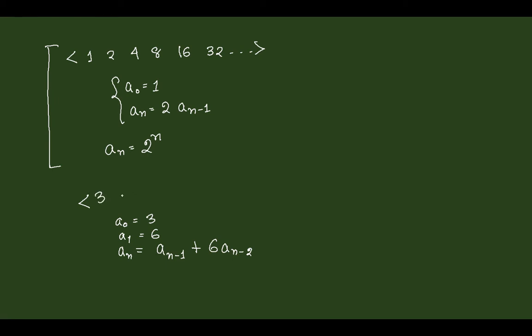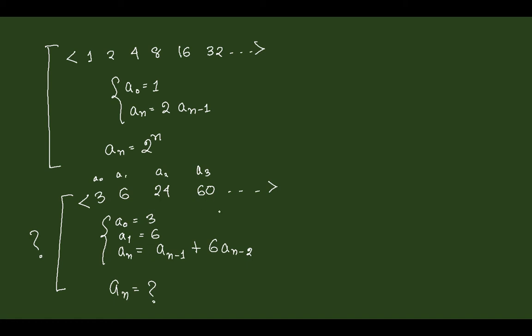The sequence will start with 3, after that 6. This is A0, this is A1. Then A2 would be 6 plus 3 into 6, which is 24. And A3 would be 24 plus 6 into 6, which is 60. This sequence will go on like this. Now, by looking at this sequence and by looking at this recurrence relation, can you come up with the solution of this recurrence relation? Can you? We cannot simply say what the solution of this recurrence relation should be by just looking at this sequence.